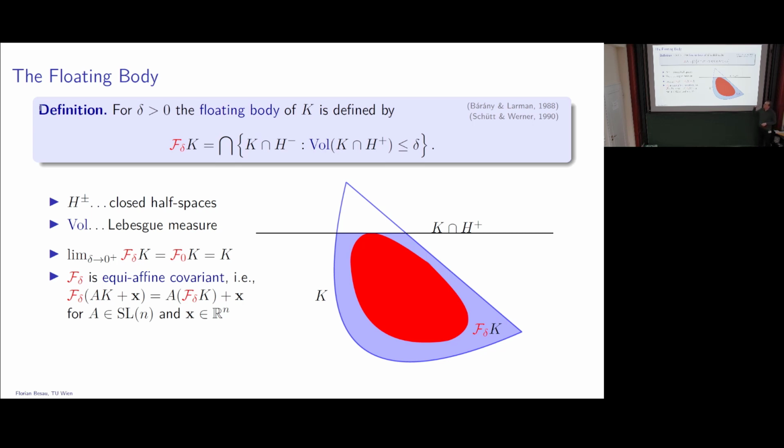So, in a sense, you have a family of inner parallel bodies, and as you have seen in the morning by Galina, she was defining the perimeter of a set by looking at the volume derivative, or Gaussian volume derivative, when you have an outer parallel body. And now using this inner parallel body, we do the same.